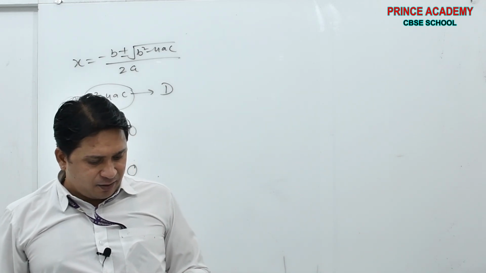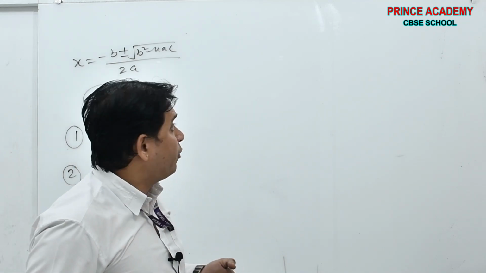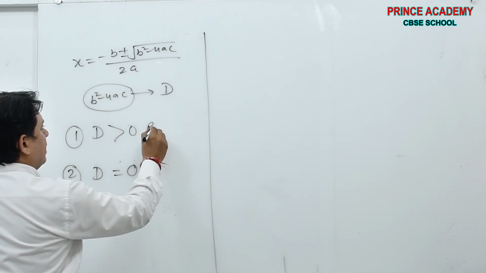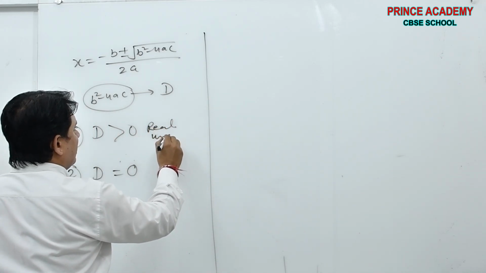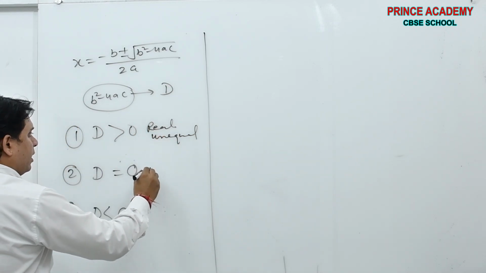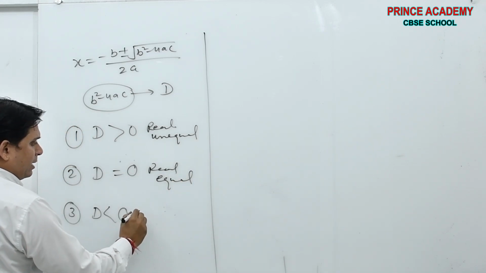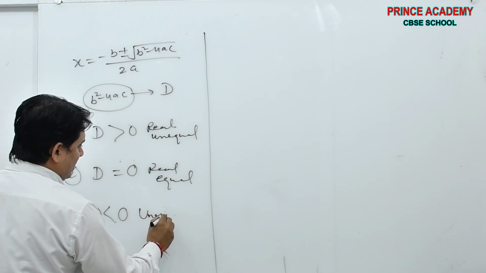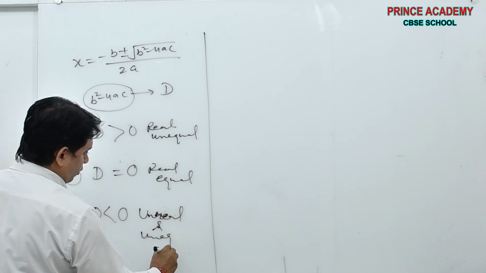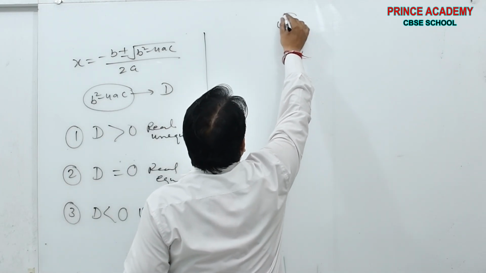Now without wasting time, we are going to solve the first question of exercise 4.4. What was here? Real and unequal. You can see the last video, it is mentioned there. Real and equal. Here unreal and unequal. Okay beta.